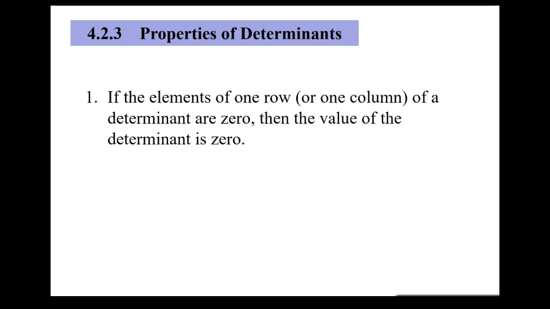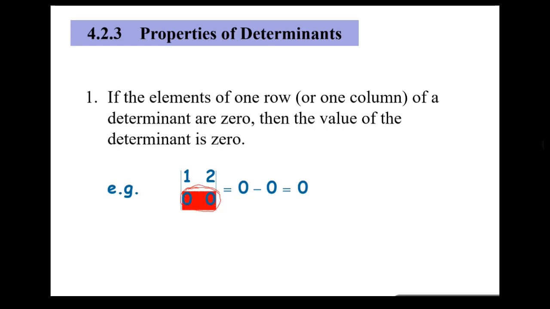Let's look at the properties of determinants. The first property: if the elements of one row or one column of a determinant are 0, then the value of the determinant is 0. So here, for example, we have the determinant of 1, 2, 0, 0. We can see that the elements in the second row are zeros. So when we find the determinant, we have 0 minus 0, which is equal to 0.